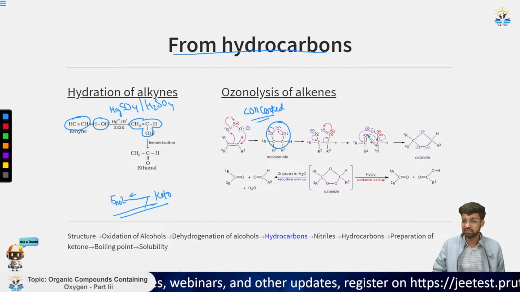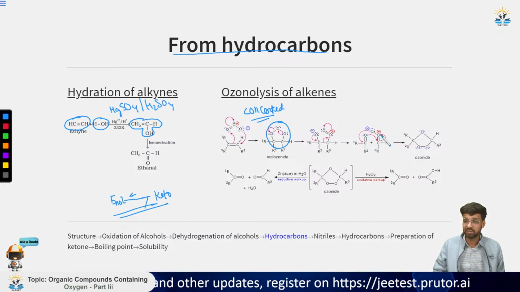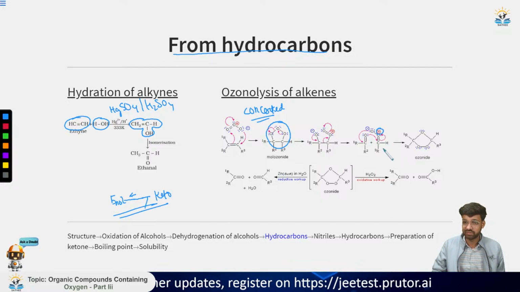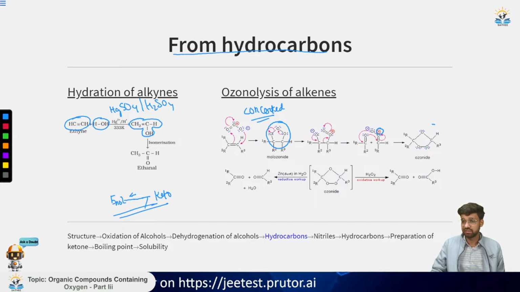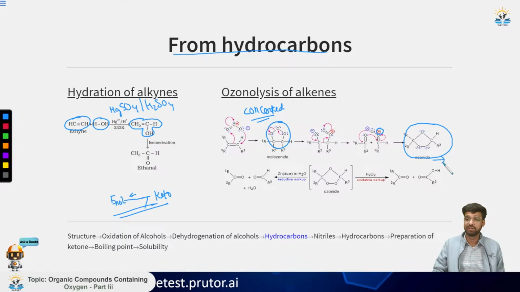Now further, this carbonyl will attack again because it is a nucleophilic center, with the oxygen having a positive charge. Yes, this oxygen is having a positive charge. This carbon will be a good nucleophilic center. Now this carbonyl will attack here, and we will get this kind of structure. So this is a very important structure. This is called ozonoid.